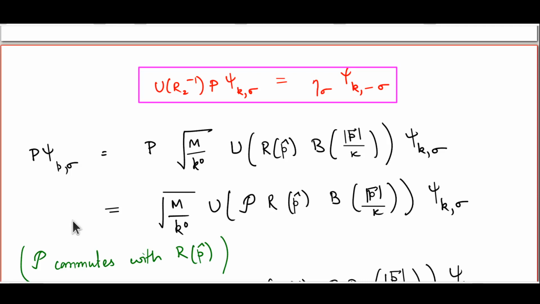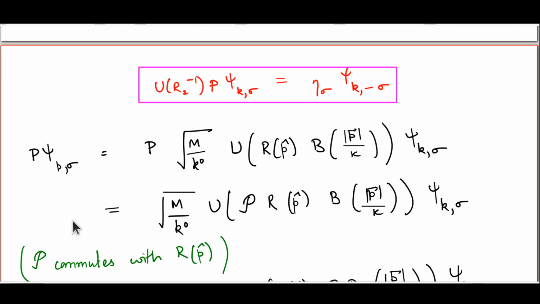Let me remind you once again that for systems for which parity is not a symmetry, the existence of such an operator is at best an approximation. But for the time being, we are assuming that such an operator exists, and essentially the standard composition rules for Poincaré transformations keep on working here. That's also an assumption that we are making. So the parity operator can of course be moved inside the U in the form of U of curly P.